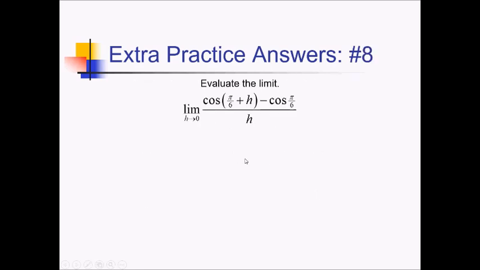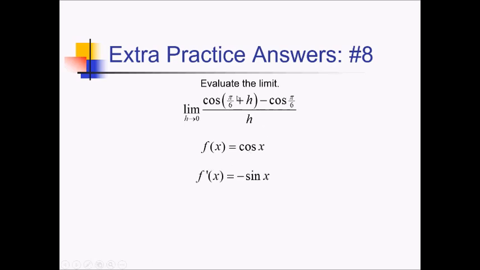On this problem, we're trying to find the limit as h approaches 0 of all this stuff. So this is just the limit form of a derivative. The original function is whatever this pi over 6 plus h is getting plugged into, so cosine. And the derivative of that is going to be negative sine of x.